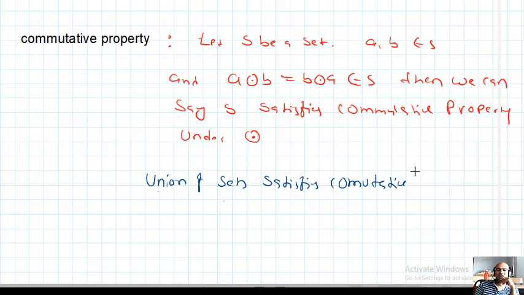No need to write property also. So this is important. Next, associative property. First of all, in general I will explain.